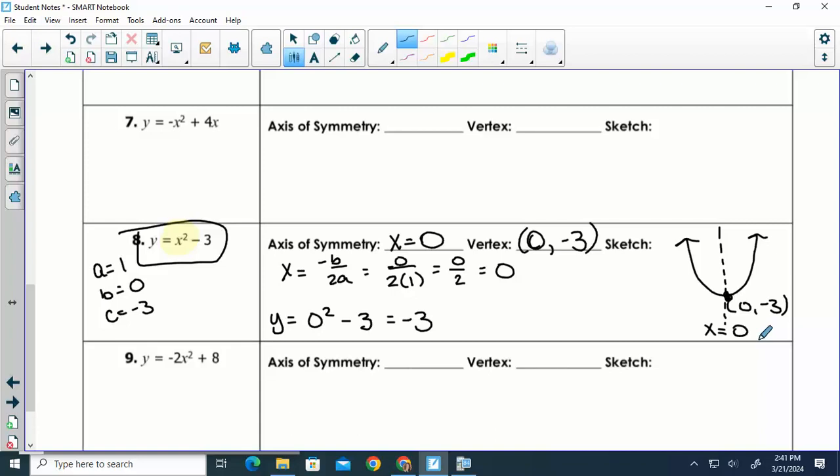How are we doing? Good. Do we need more practice? Nope. How do we get the vertex? Okay, the x value came from the axis of symmetry. So whatever you get here is the first part of your ordered pair. Then you plug the x into your equation. Whatever you get out is your y.